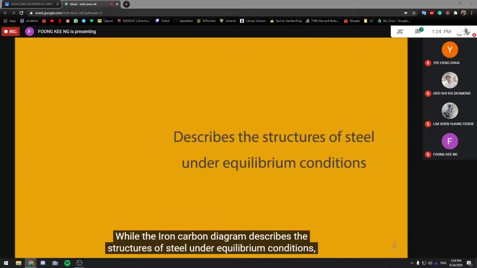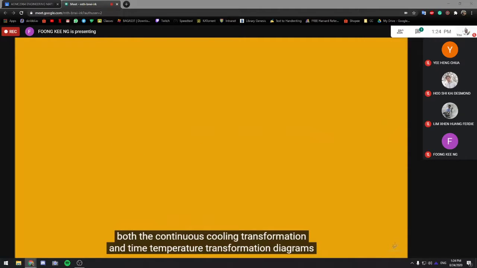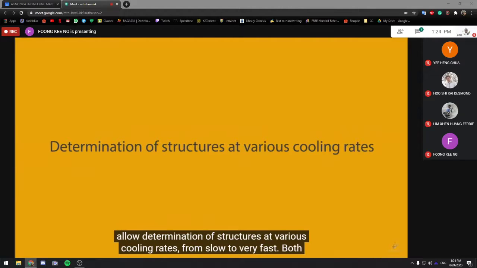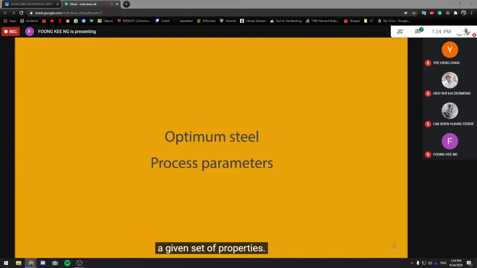While the iron-carbon diagram describes the structures of steel under equilibrium conditions, where enough time has been allowed on heating and cooling for any reactions to fully complete, both the continuous cooling transformation and time temperature transformation diagrams allow determination of structures at various cooling rates, from slow to very fast. Both these diagrams are helpful in selecting the optimum steel and process parameters to achieve a given set of properties.